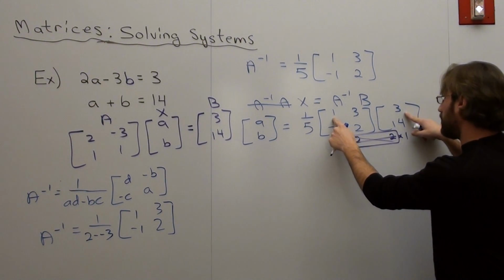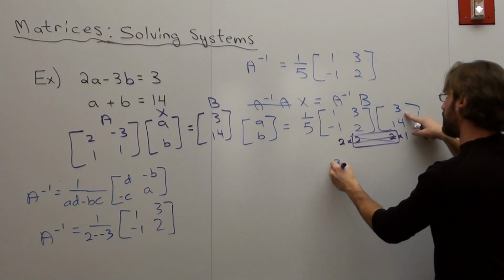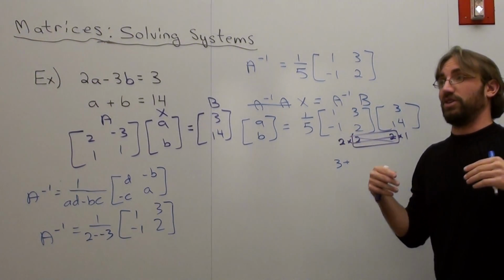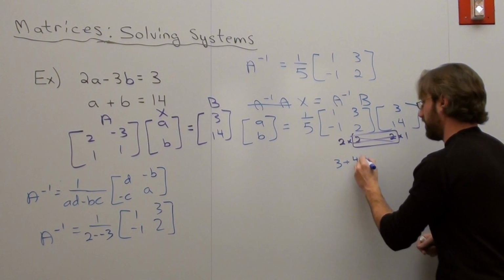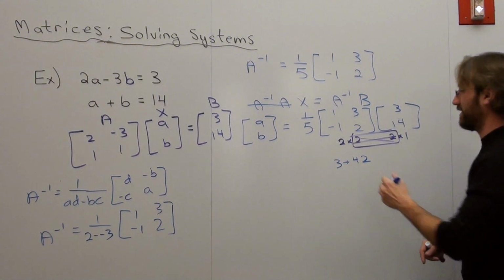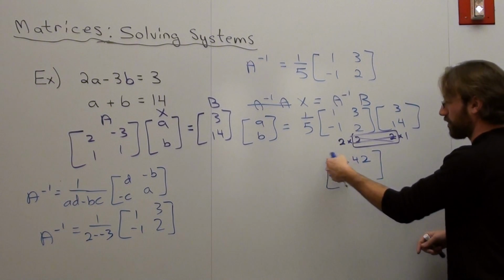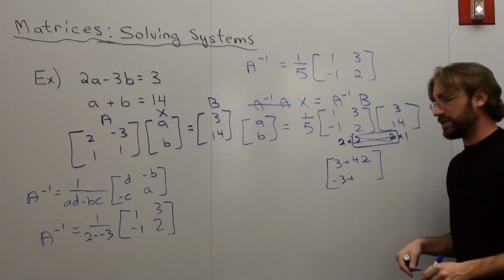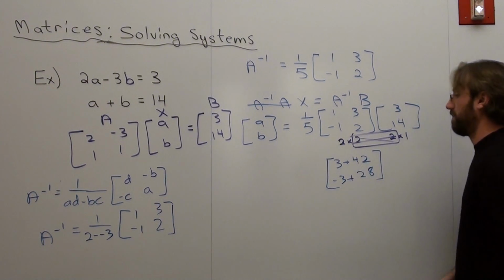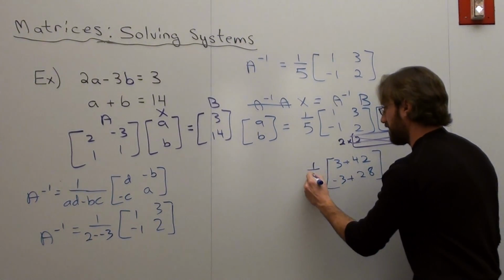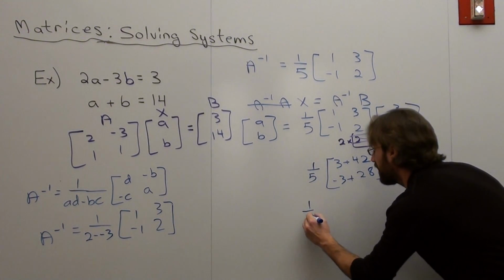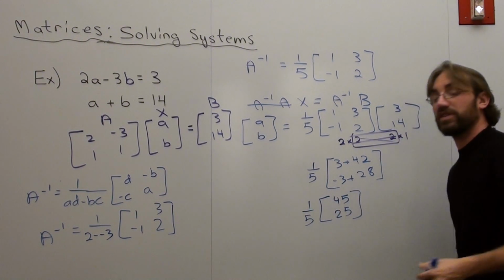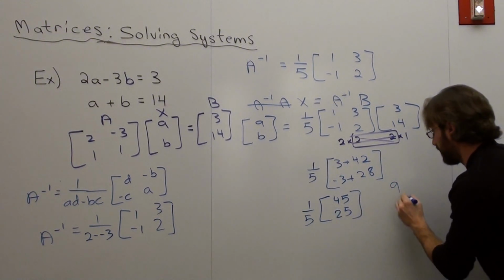1 times 3 is 3, plus 3 times 14 is, I have no idea, is 42. Got it. Woo! It's going to create a 2 by 1 matrix. -1 times 3 is -3, plus 2 times 14 is 28. Bam. And that's all times a 5th. And that's a 5th of 45 and 25, and a fifth of 45 is 9, and a fifth of 25 is 5.